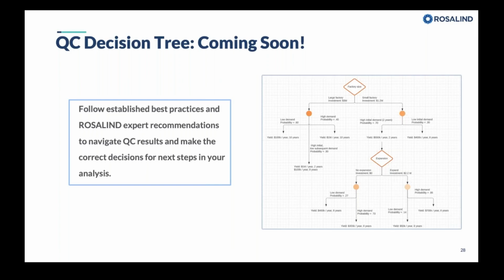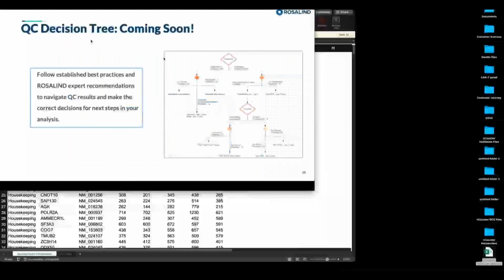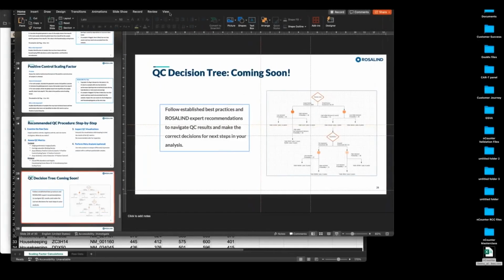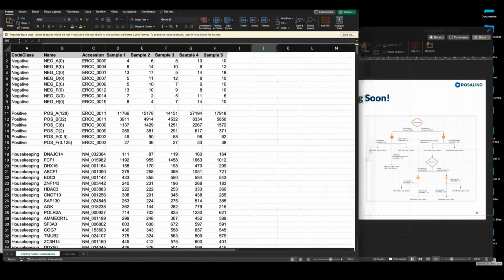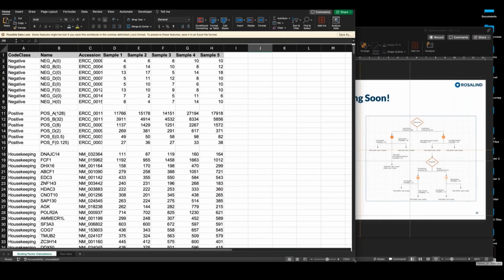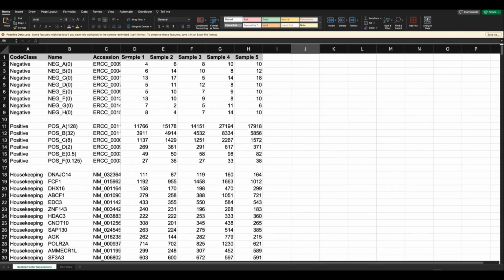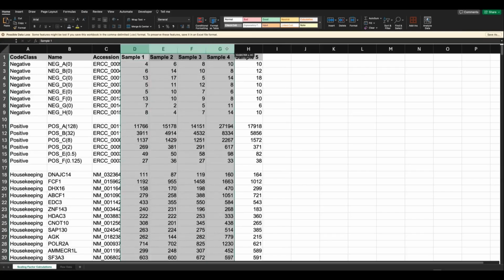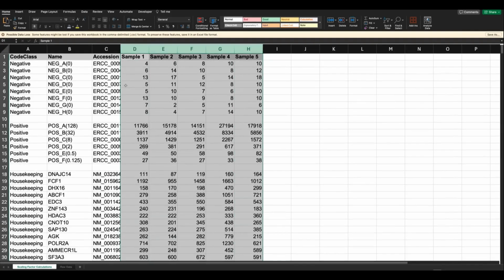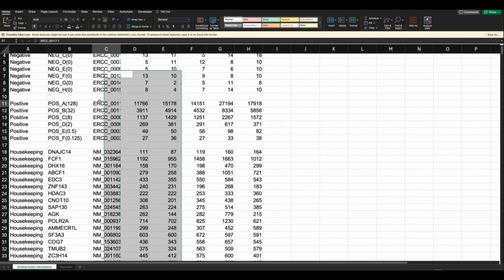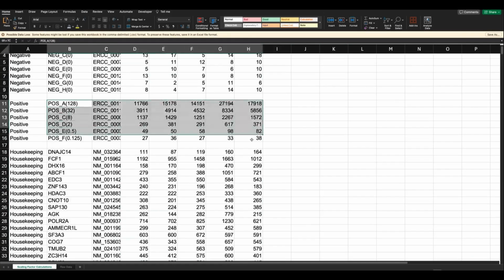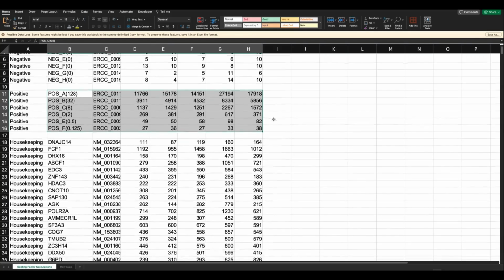Okay, so I'm going to jump out of here. It looks like we have 10 minutes left to do a quick show within Excel and then the Rosalind platform. So this is some data showing raw counts in these 5 hypothetical samples. I want to talk about the positive control scaling factor and housekeeping gene scaling factor metrics. The math is the same. I could be performing the exact same thing on positive controls, but simply for the sake of time, I'm going to show you what it looks like on the housekeeping genes.